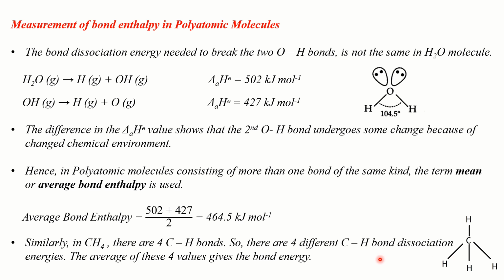How will you calculate it? In the numerator, you will add the 4 dissociation enthalpies corresponding to the 4 C-H bonds in methane. You will divide it with what? Will you divide it with 2? No. You are breaking 4 bonds. So you will divide the numerator by 4 in the case of methane. On solving that, you will get a value, and that value will correspond to the average bond enthalpy of methane. So this is how we measure the bond enthalpy in the case of polyatomic molecules.